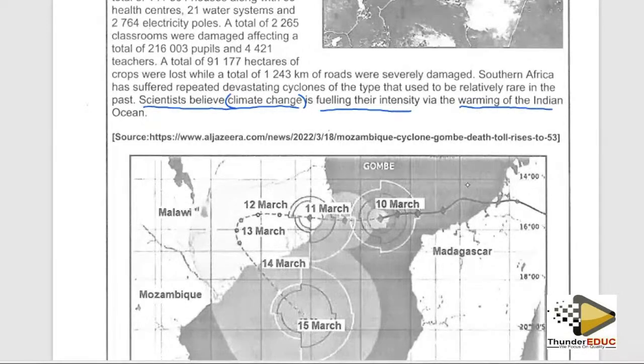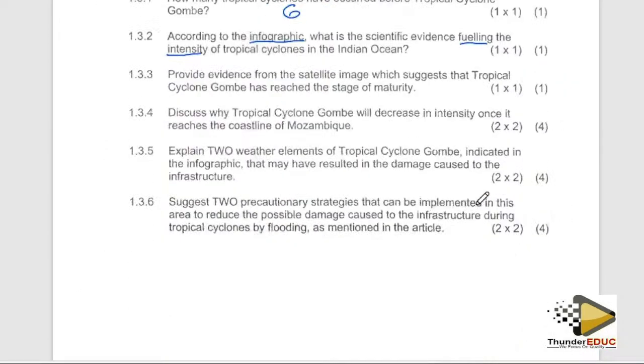So we could consider those options, and we say consider climate change, and as well warming of the Indian Ocean. Right.